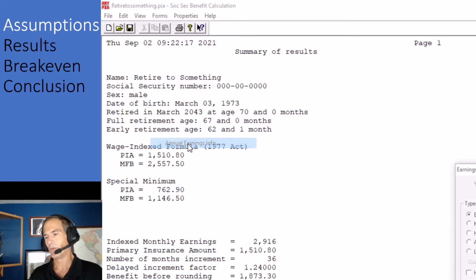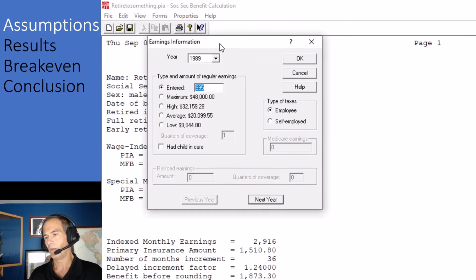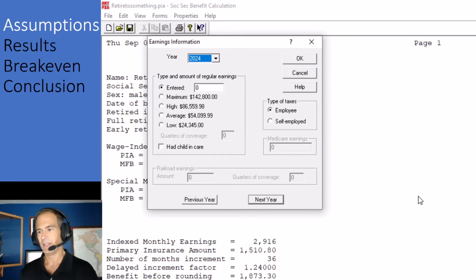And the final form is where we enter our income every year for all the years that we selected earlier. So I've already done that. You'll notice in any year after this year, in 2024, for example, zero income. And I can show you that later in the results here on the AnyPIA calculator.